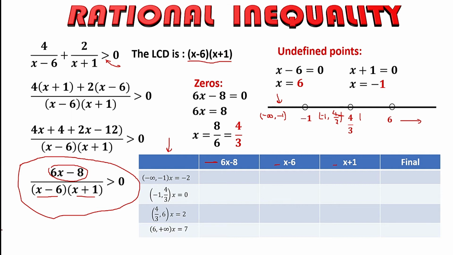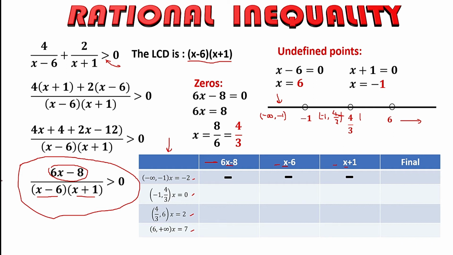For example, in this interval I select -2, in this interval I select 0, here I select 2, and here 7. You substitute x in each column by the corresponding number and find the sign. For example, -2 times 6 is -12, minus 8 is -20, which is negative, and you continue to do the same thing for each term.